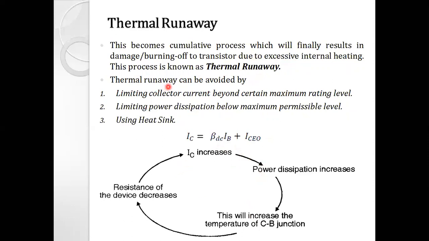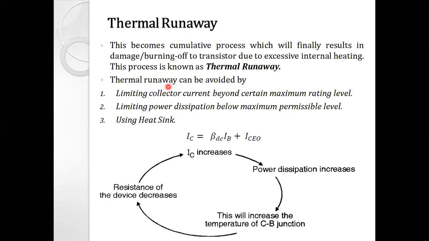So how can we avoid this thermal runaway? There are three ways. The first one is limiting collector current beyond a certain maximum rating level. So we should always keep track of the collector current, right? And we should not allow the collector current to go beyond a specific level, in order to keep the power dissipation in the limit and ultimately to keep the temperature at the collector base junction within the limit, right?